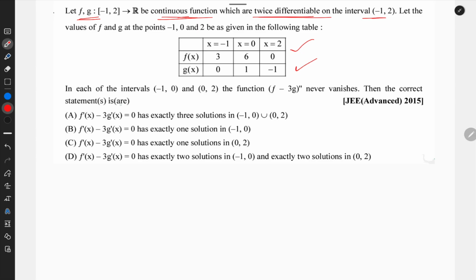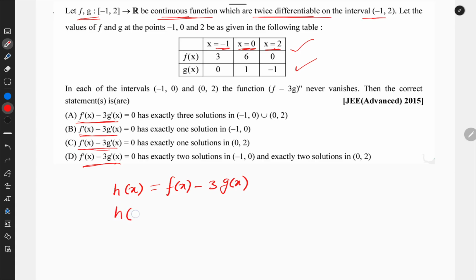And here the options will give you the hint what function we have to choose. In all the four options you observe that f dash minus 3g dash. So let us choose a new function h of x as f of x minus 3 times g of x. So if you differentiate both sides, h dash equal to f dash minus 3g dash of x will come. And everywhere intervals are given between -1 to 0, 0 to 2, like that.